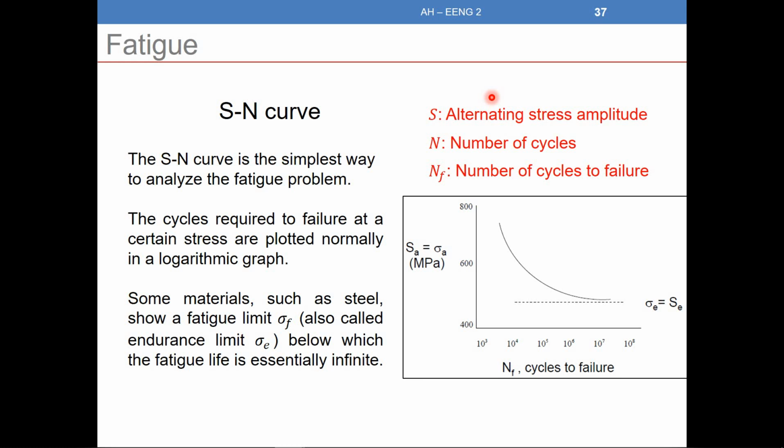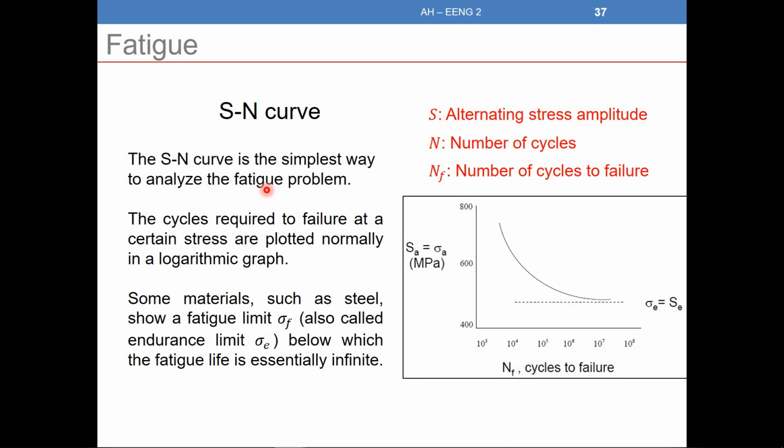An important curve, an important analysis that we use, is the SN curve. What's the SN curve? We need to understand what each term is. As you can see, we have the XY reference here. On the N axis we have the number of cycles to failure, and S here is sigma A. So S is the alternating stress amplitude, N is the number of cycles, and NF here is the number of cycles to failure.